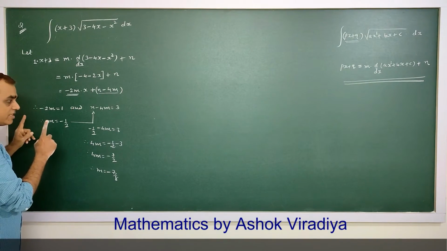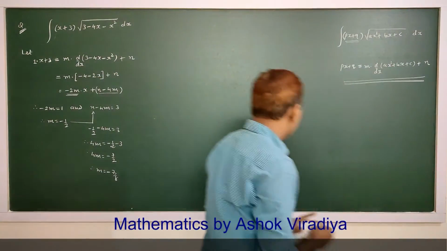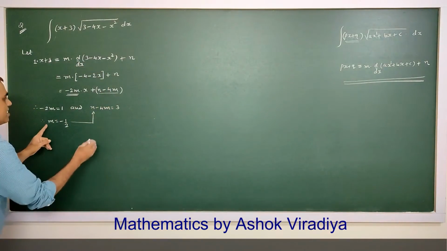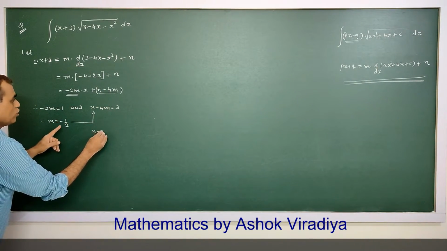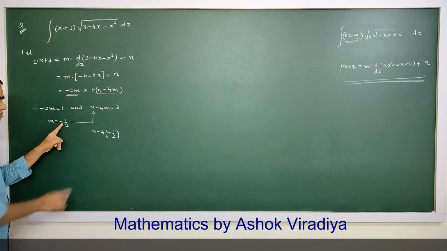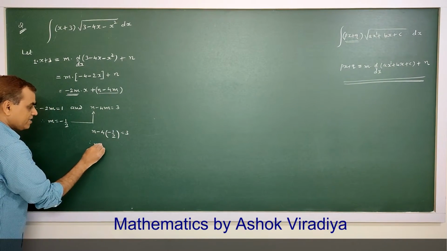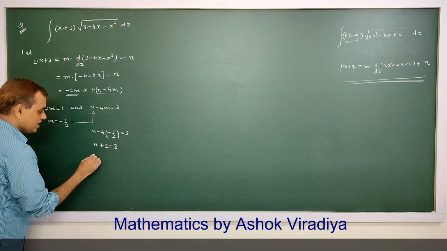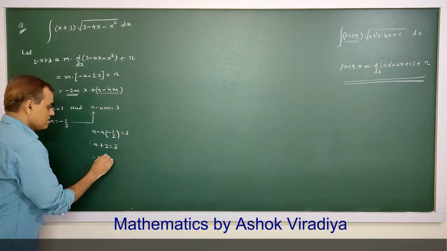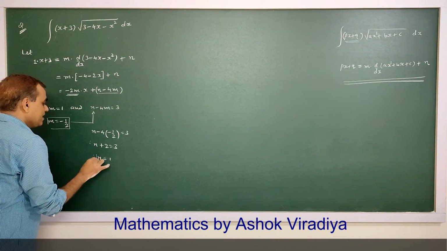Sorry, I have made a mistake here. Now n minus 4 into m, what is m? m is minus 1 by 2, equal to 3. So n plus 2 equal to 3. So n is 1. So m is minus half, n is 1.